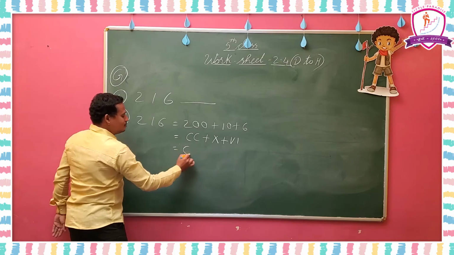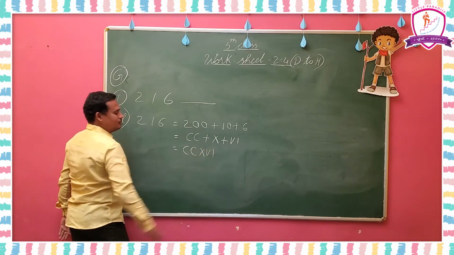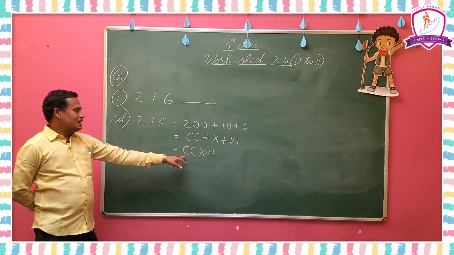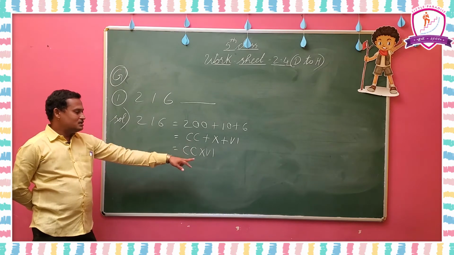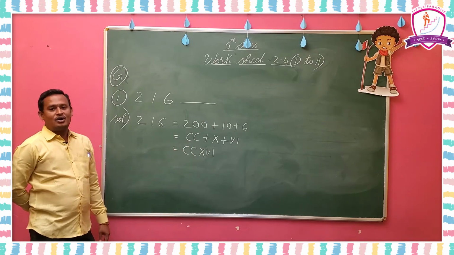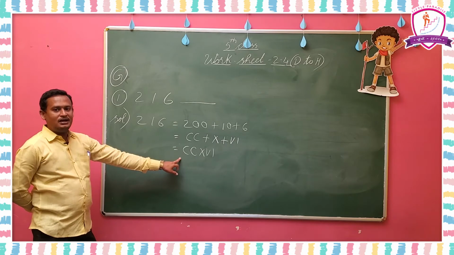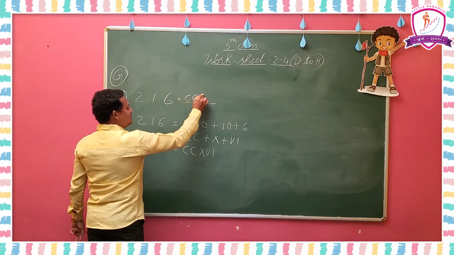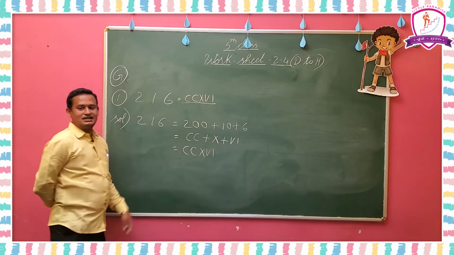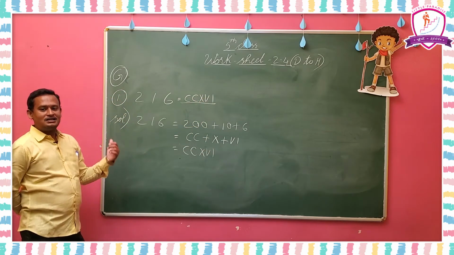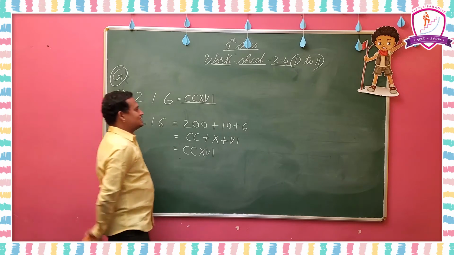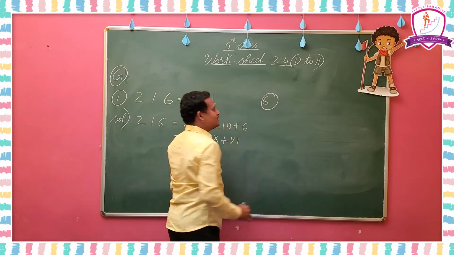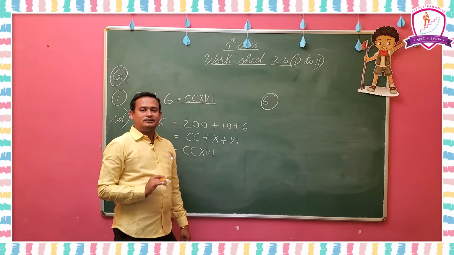Without the plus you can write this number as CCXVI. Remove the plus and copy all the symbols together, then you will get the Roman number for this. This Roman number you can copy in the application book: equal to CCXVI. Understood? Then you will get the answer. Now I am going to explain the sixth one in this Roman only.